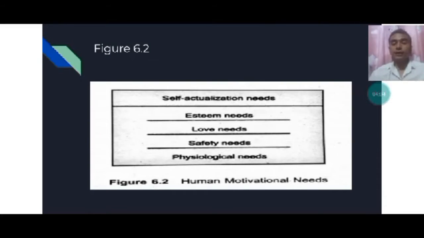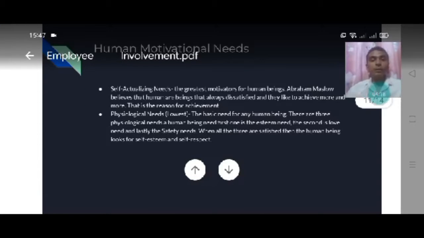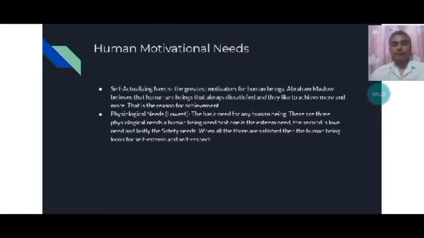Here is figure 6.2. The self-actualization needs, esteem needs, love needs, safety needs, and sociological needs. These are the human motivational needs.